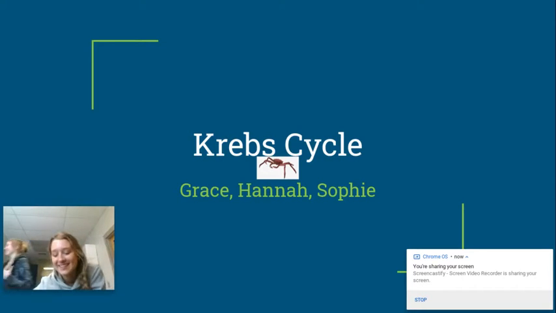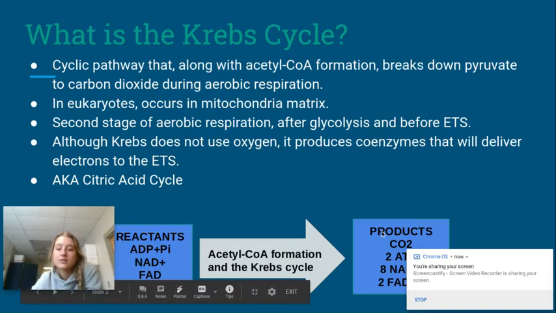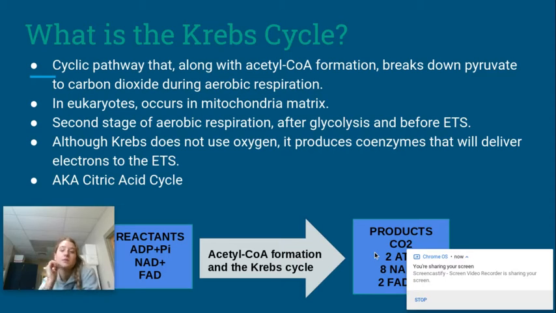Okay. It's actually the Krebs Cycle, also known as the Citric Acid Cycle. So, what is it? The Krebs Cycle is the second stage of aerobic respiration. It happens after glycolysis and before the ETS. It breaks down pyruvate into carbon dioxide and 10 coenzymes, as you can see down by the products. And these coenzymes will eventually be used to deliver electrons to the ETS.